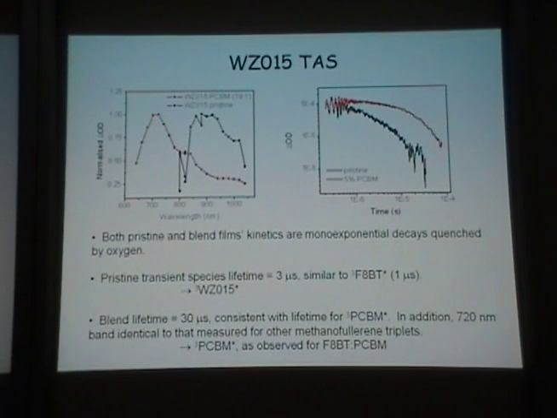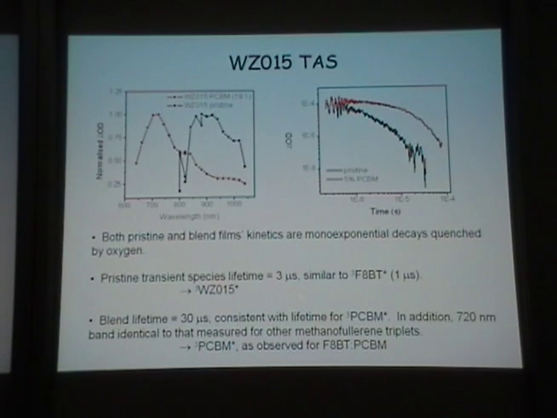So then, of course, we did our transient absorption spectroscopy on these polymers. For WZ015, we've just got the pristine polymer there. You see a very broad band at around 900 nanometers, whereas with the blend, you see this very distinctive shape around 700 nanometers. Both of these bands are sensitive to oxygen, which of course suggests that they're triplet states.